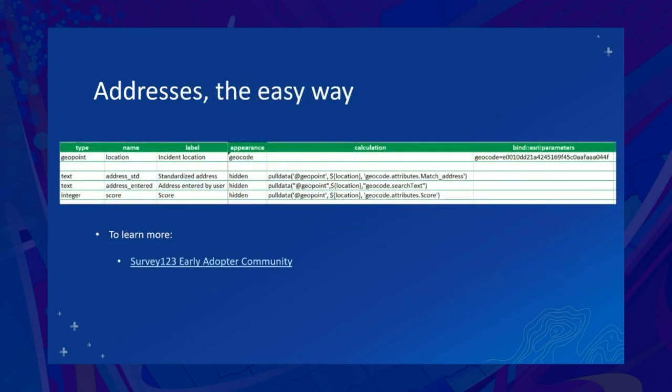Here is the representation in XLSForm. You can see that this is simply a geopoint question with a geocode appearance. Optionally, you can define the locator you want to use. And then you can use hidden questions. You can see that we have a couple of text questions here with the hidden appearance. And then using pulldata, you can extract the result of the geocoding process. In this case, we are extracting the geocoding score, the standardized address, and also the original address that the user entered.